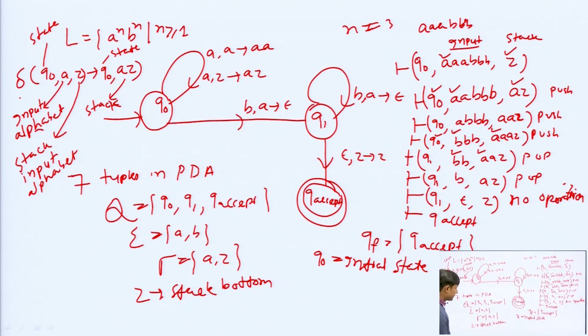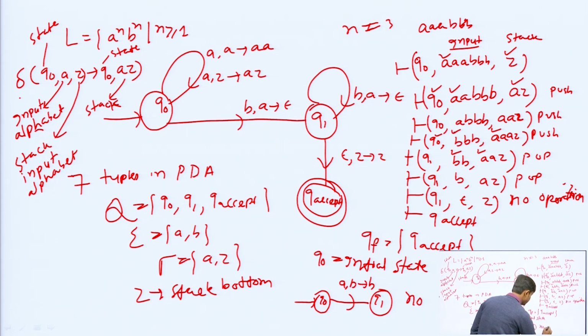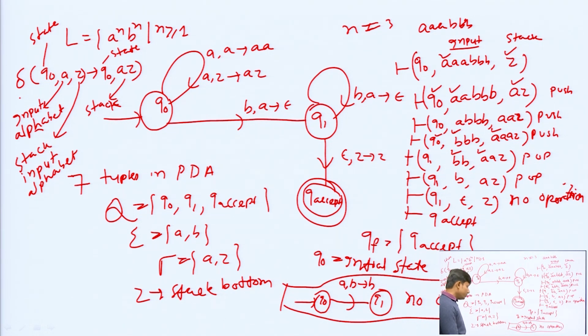Let me give another example of no operation. Suppose you have a transition like that: Q0, A, and B, going to Q1. You can say this is the no operation. It means in the Q0 state we read A, and whatever was stacked up, B, remains the same after going to Q1. Then no operation. So here is the last step: we are not doing any operation in Q1, epsilon, Z. This is the no operation.